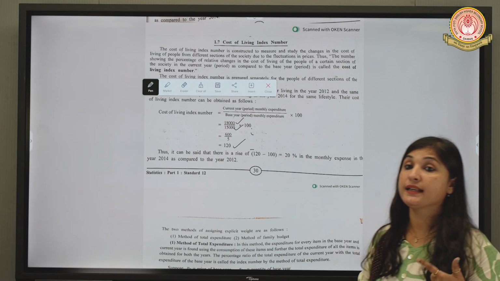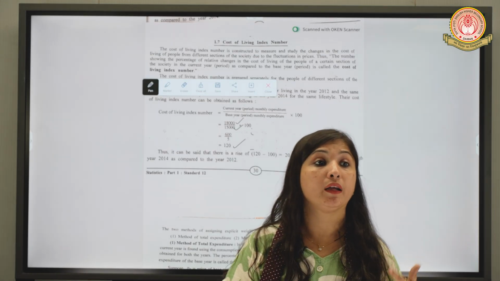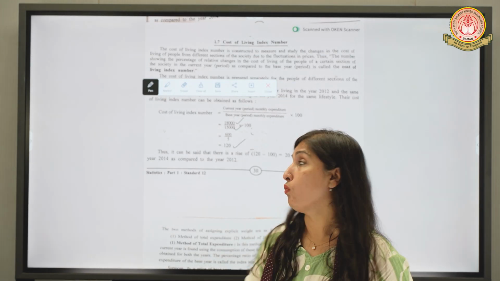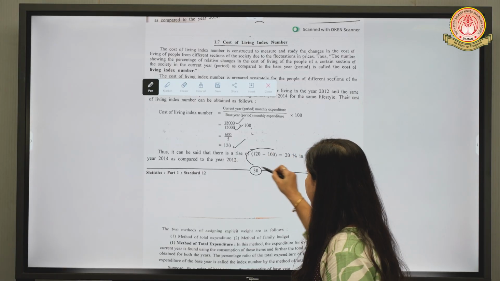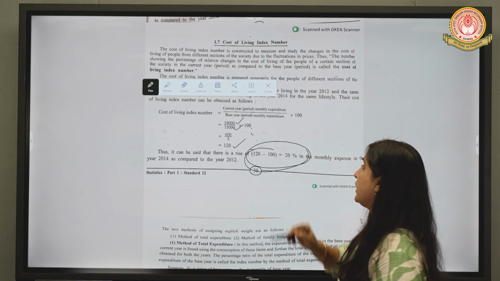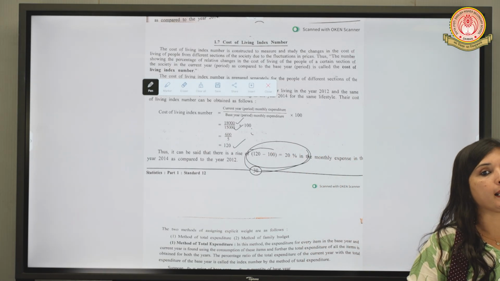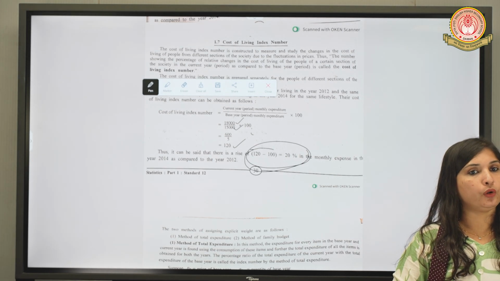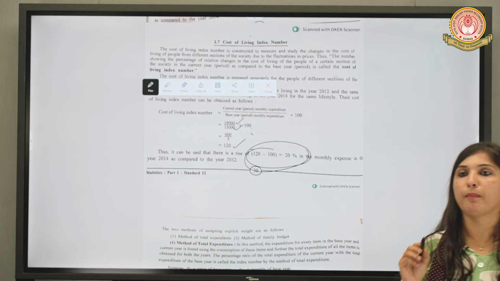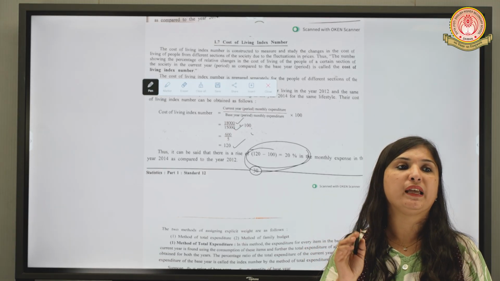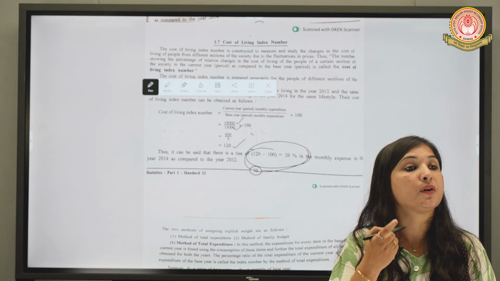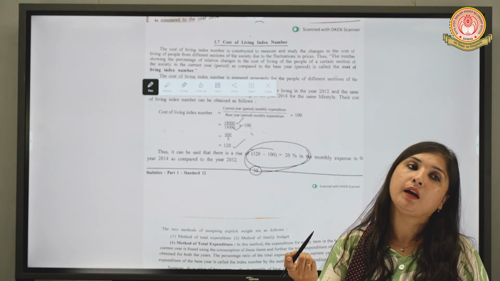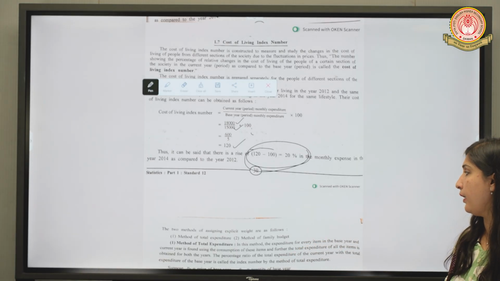Now, always what I say is, we have to compare it with 100. So 120 minus 100 means 20% increase in the monthly expenditure. Is it clear to everyone? Always the last step is to compare it with 100, because the base year is 100, and we consider it the percentage change in the rise of the prices. Is it clear to everyone?